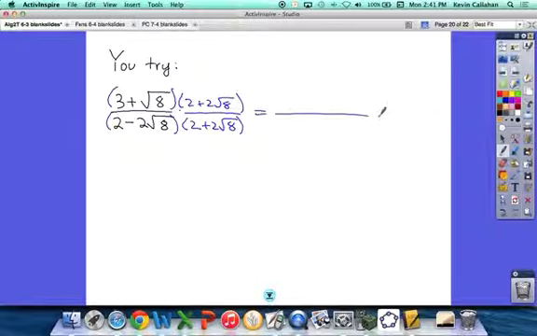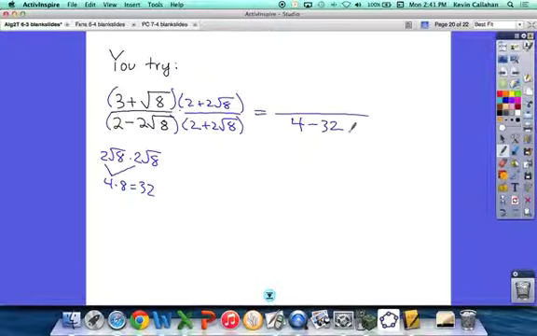So the easy part is the denominator, right? Because those are conjugates. 2 times 2 is 4. And then what is 2 times the square root of 8 times 2 times the square root of 8? That'll be 4 times 8, which is 32. So minus 32.